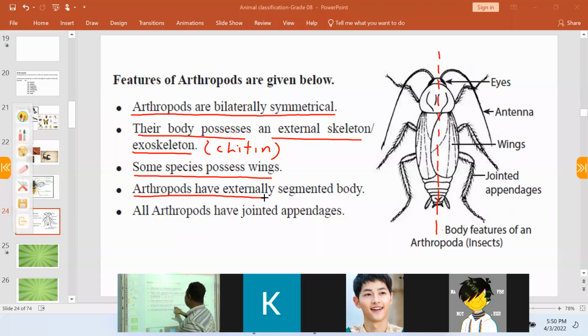Arthropods have an externally segmented body. I told you that their bodies are divided into segments, like head, thorax, and abdomen. All arthropods have jointed appendages. Sandhipada, jointed legs, they have. That's why they are known as arthropods. We had to write these features too.